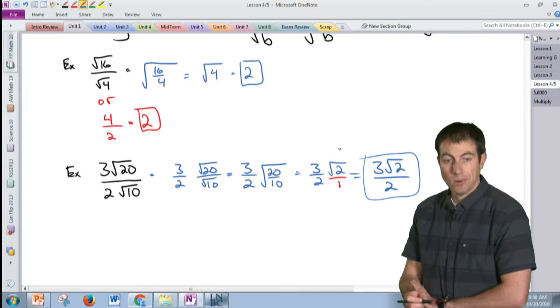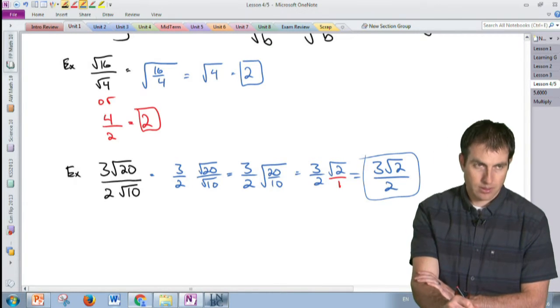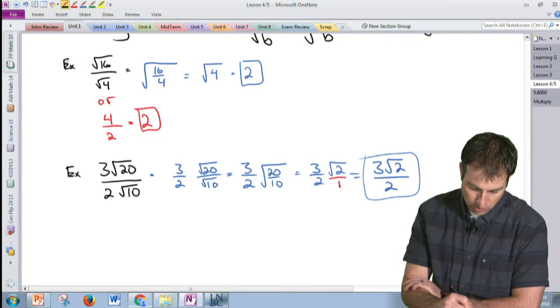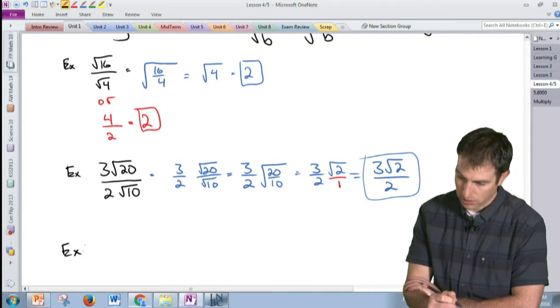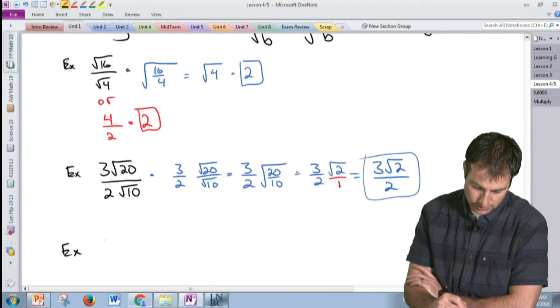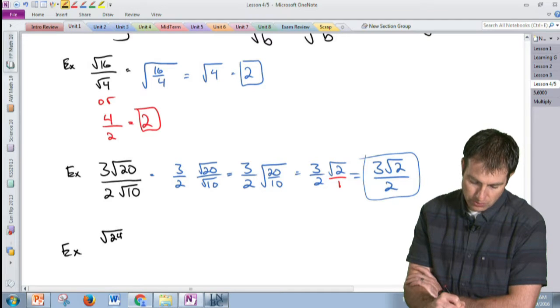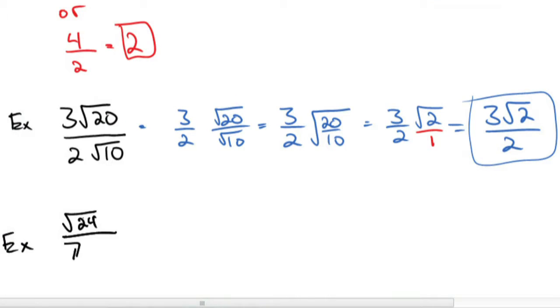All right, let's look at one more example, and then I'll do that number 8 from the course, and then I'll give you guys some time to practice these. All right, so we have root 24 over 7 times the square root of 12.